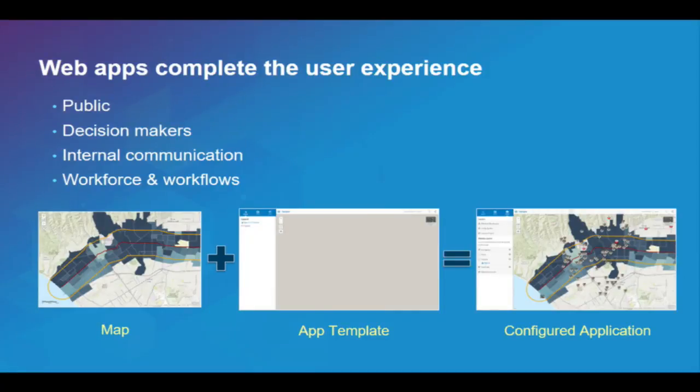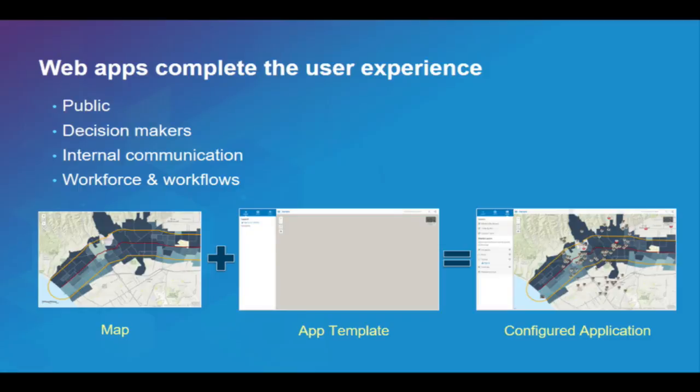Whether that experience is designed to serve the public or other people in your organization or decision makers, you take a web map that you've authored using all of your fine tradecraft regarding symbology and transparency, layer dependencies. Smart mapping really helps you make great web maps. Configuring the pop-ups is also a part of that. And then you couple that with an application template to complete the experience by creating a custom configured application.